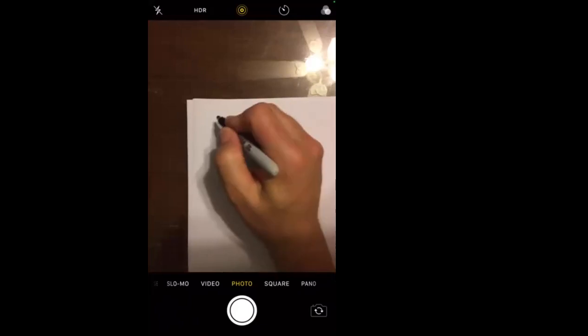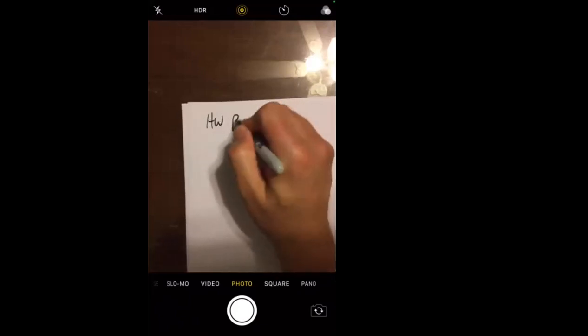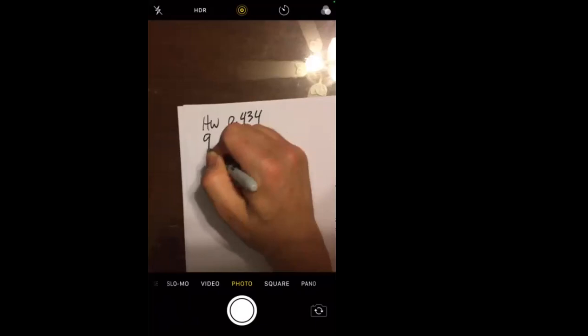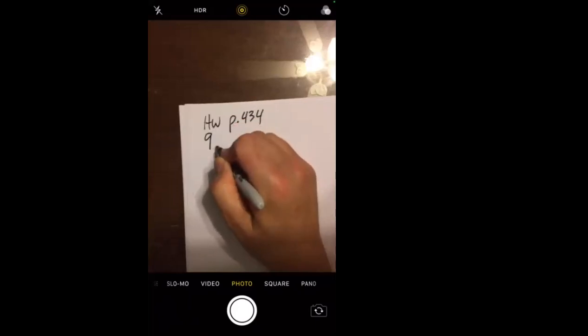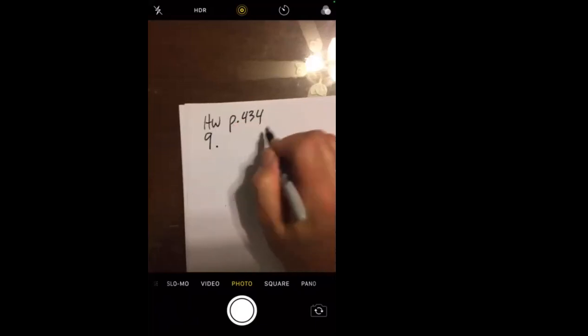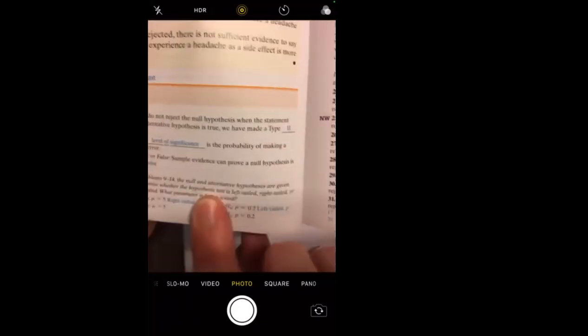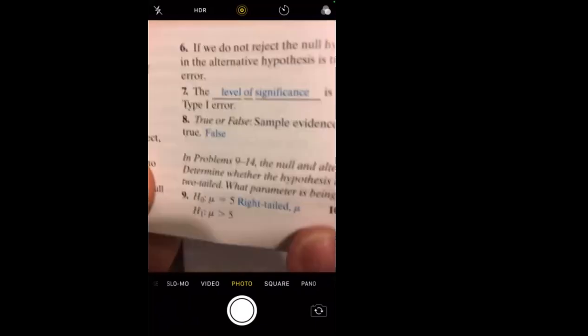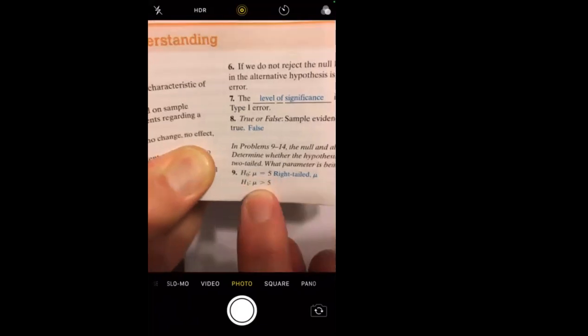I'll just show you what they look like. Homework, page 434. First problem is number 9. These are given hypotheses, and then they're going to ask you some questions about tests, which I'm about to cover in just a second. The null and alternative hypothesis are given. This is out of the book, number 9. These are the given, and this is how you write them.